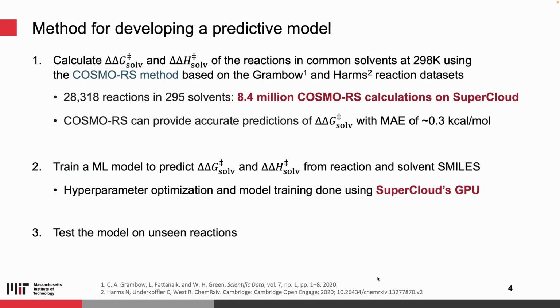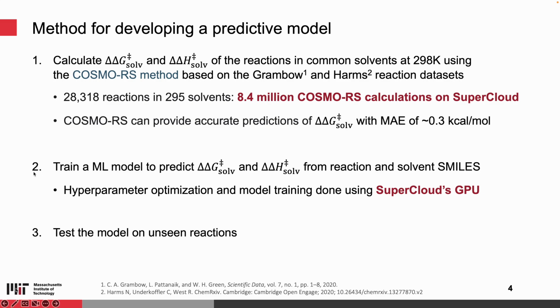And here's the methodology for developing a predictive model for this work. First, in order to generate data, I calculated ΔΔG solv and ΔΔH solv values for reactions in common solvents at 298 Kelvin using the COSMO-RS method, based on the Grambow and Green reaction data sets. This includes a total of around 28,000 reactions in 295 solvents, which amount to around 8.4 million COSMO-RS calculations that were performed on SuperCloud. The COSMO-RS method was used because it is known to provide accurate predictions of ΔΔG solv with a mean absolute error of about 0.3 kcal per mole.